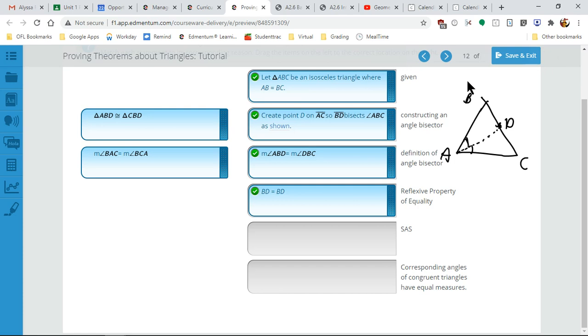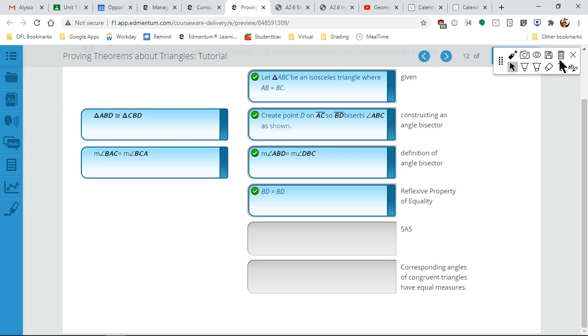Wait a second. Sorry, guys. I drew that wrong. It's still the same angle because it's ABD, DBC. I should have been paying attention to this middle angle. I was talking about angle B. And that's why it says BD is congruent to BD.